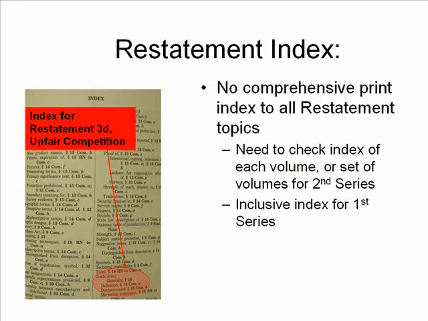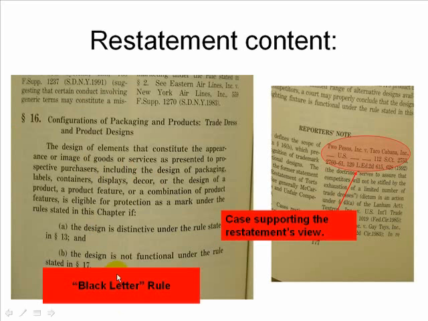So let's say we were interested in researching trade dress. Wanted to find a restatement dealing with trade dress. I would go to the Restatement Third, dealing with unfair competition, and look in its index. And under the term trade dress, it will lead me to a section of that volume on unfair competition. So I'll look up section 16, trade dress generally.